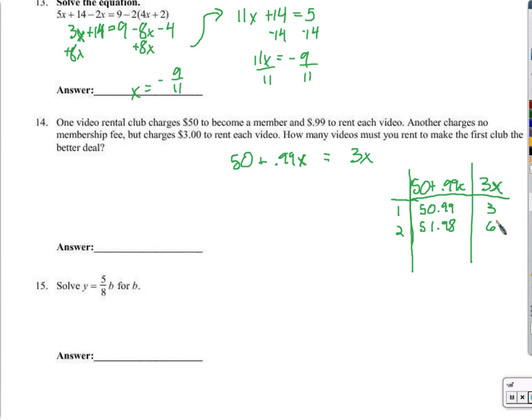This is much, much cheaper, but you'll notice this one only went up by 99 cents. This went up an entire $3. This one's growing really fast. This one's growing really slowly. This is like a car that starts off way behind, right? Its distance is smaller, but it's driving much faster than this car. This car is just kind of putting along. This car is eventually going to catch up, right?